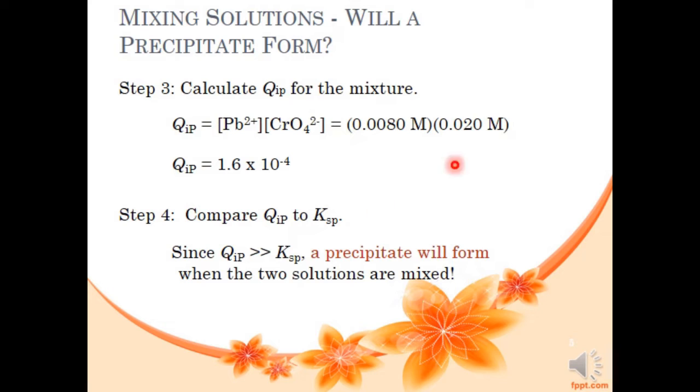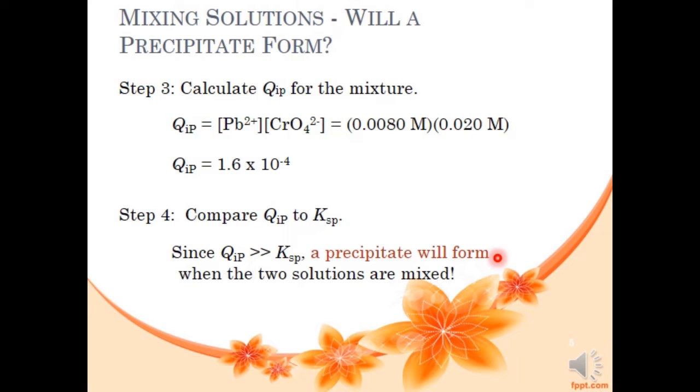So after substitution, the Q value is 1.6 times 10 power negative 4. So we compare this value with the Ksp just now. This value is much larger compared to the Ksp. Then we can conclude that a precipitate will form when the two solutions are mixed.